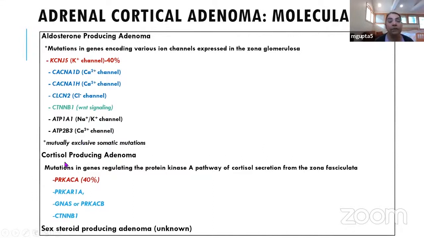Here on the other category of cortical adenomas, the cortisol-producing adenomas typically have mutations in the protein kinase A pathway of cortisol secretion from the zona fasciculata. And among this group, PRKACA is the most common mutation seen in these cases. The other mutations as listed here are less common, and these mutations can be seen both in the sporadic form as well as in the hereditary form of adrenocortical lesions. The mutations of the sex steroid producing adenomas are not known yet, and they are, as I mentioned, rare tumors.